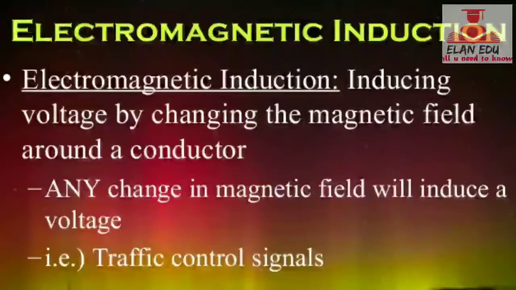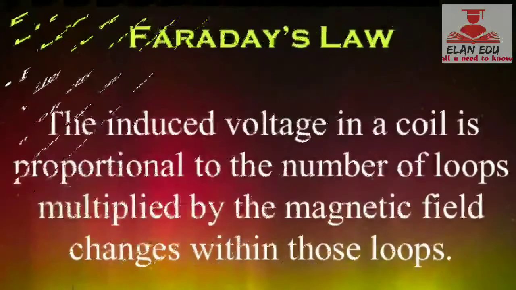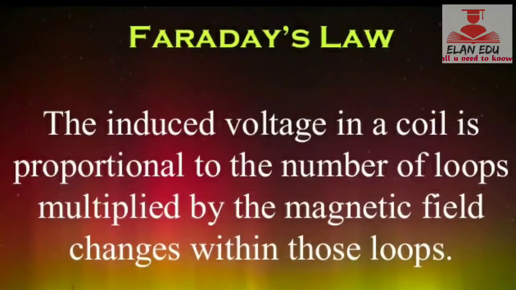Now let us see the definition of electromagnetic induction. A voltage is induced by changing the magnetic field around a conductor. That is, any change in that magnetic field will induce a voltage. For example, we may have traffic signals. This traffic control signal is a good example of electromagnetic induction, as there is a change in the field which induces a voltage.